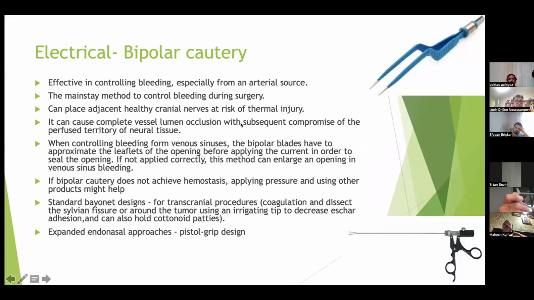Another thing is, if you are trying to control bleeding from a venous sinus, if there is a minor injury to the venous sinus and the sinus is open, you have to approximate the leaflets of the open sinus with the bipolar forceps before applying the current. If not applied correctly, it can lead to further opening of the venous sinus and further bleeding. And if bipolar cautery is not able to achieve hemostasis, then apply pressure and you can start using other hemostatic agents. There are two designs. One is a standard bayonet shape design, and the other is a pistol grip design, which is used more in endoscopic surgeries.